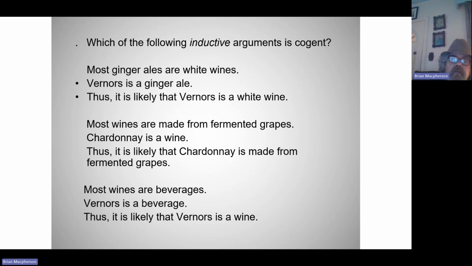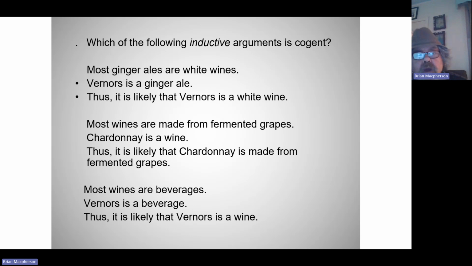Okay, so most wines are beverages. I think you would agree with me that they are. As far as I know, wines are beverages, right? Unless they're frozen or something. Werner's is a beverage, right? Again, unless it's frozen, Werner's is a beverage. Okay, so those are true. It is likely that Werner's is a wine. I don't think that's very probable given the premises, right?